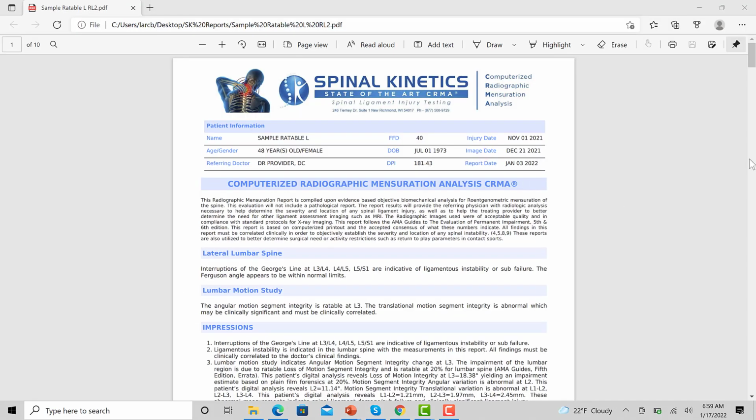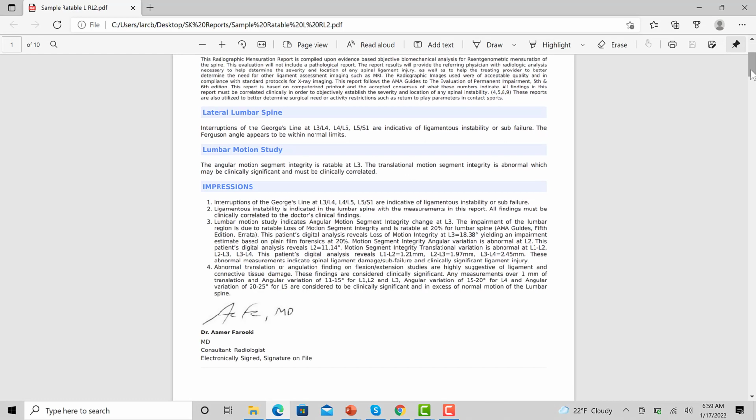In this case, we'll just look at a lumbar study. We can look at a cervical study or a lumbar study. It just says, look, if I've got abnormal findings, first of all, I've got a rateable finding. So I've got a grade 3 sprain finding at L3. Now I also have some abnormal findings that are significant at L1-2, L2-3, and L3-4.